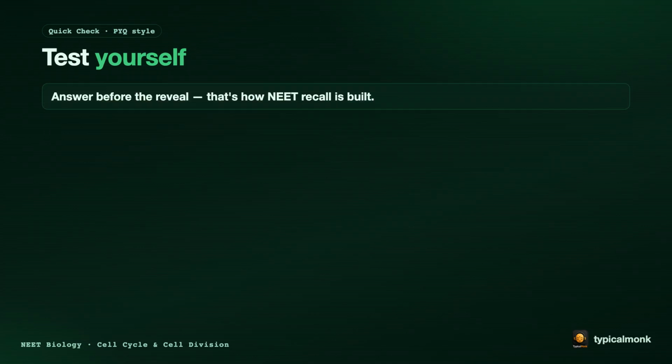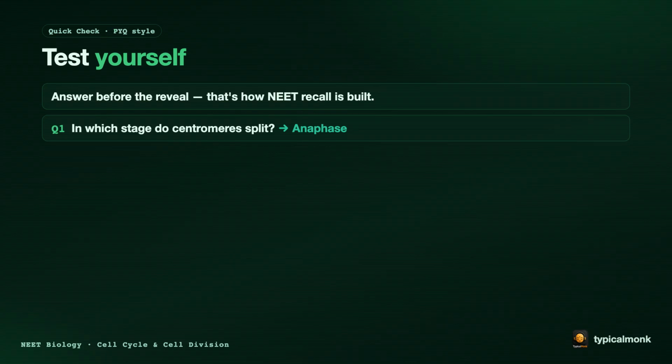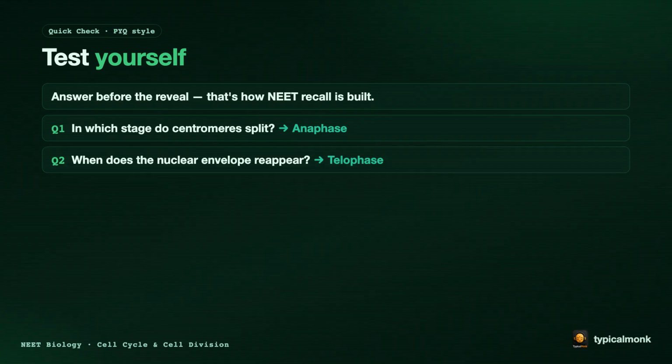Think of each answer before it appears. Answer first. That is how you build strong NEET recall. Question 1. In which stage do the centromeres split? Answer: Anaphase. Question 2. When does the nuclear envelope return? In Telophase. Question 3. Cytokinesis in a plant cell is by what?